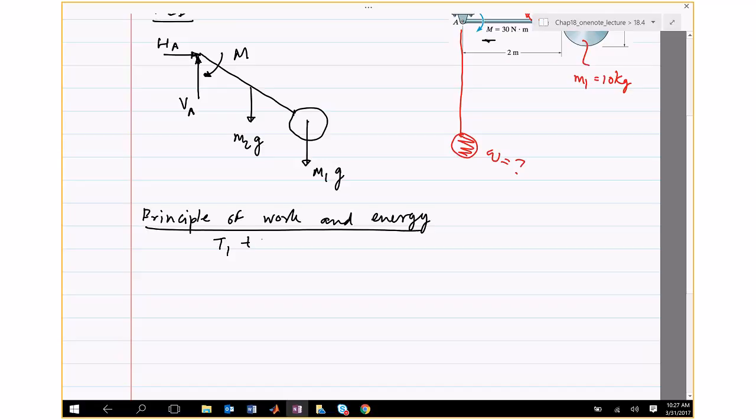So the principle of work and energy is this: the energy at position 1, when it is horizontal, is going to be 0 because it starts from rest. The kinetic energy at any instant of time, let's say at a general instant when this angle is theta, okay, so then we can put theta equals 90 if you want to.